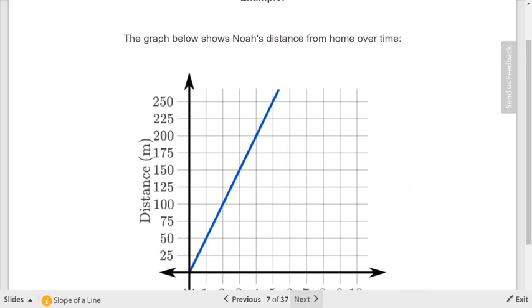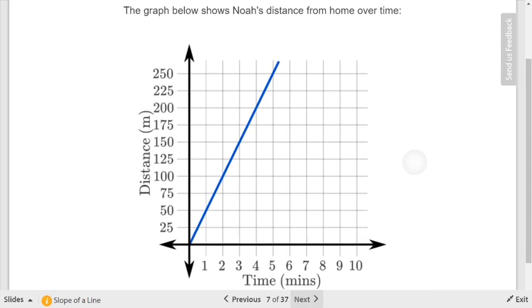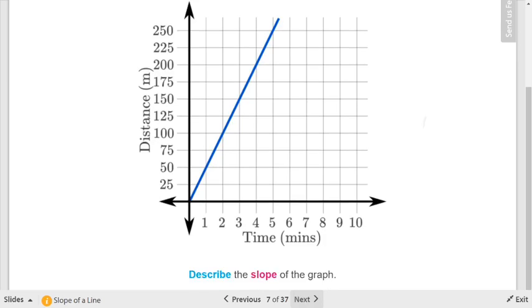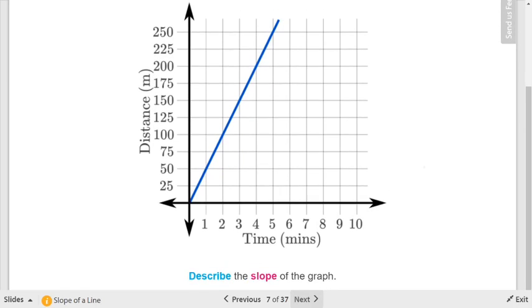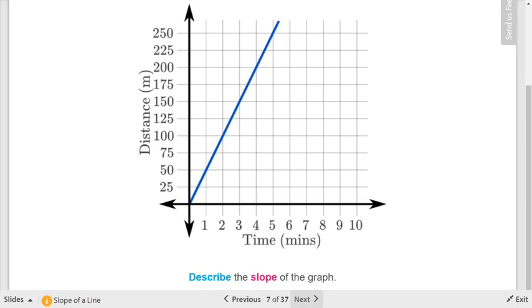Here we go. So this graph shows Noah's distance from home over time. Describe the slope of the graph. Ready? Go. Tell me what the slope is.